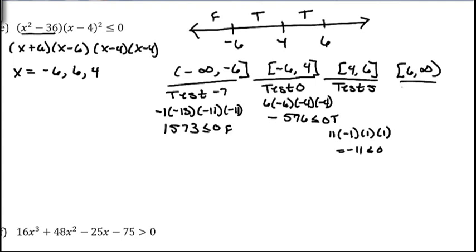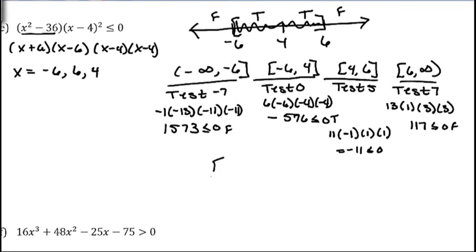And from the interval from 6 to infinity, I'm going to test positive 7. 7 plus 6 is 13, 7 minus 6 is 1, and 7 minus 4 is 3, and 7 minus 4 again is 3. So we have 9 times 13 is 117. And that is not less than or equal to 0, so that tested false. And so it's our inner two intervals here. And so we can just shade from negative 6 to 6. And in interval notation, it would be negative 6 up to 6.